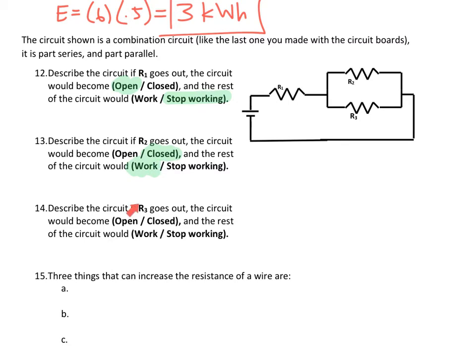If R3 goes out, this one right here, well, electrons can go up through R1, across R1. They can't go through R3 because it's out, but they can go across R2, back around, and complete the circuit. So this is still a closed circuit if R3 goes out, and that means all the other light bulbs will still work.